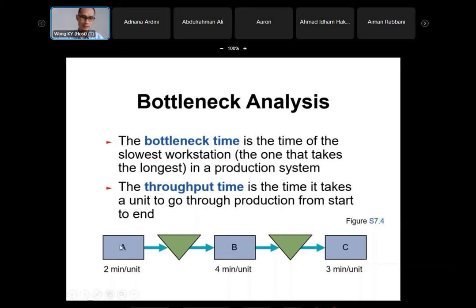Okay, so imagine this is a chain. The entire chain is affected by this, by this workstation B.